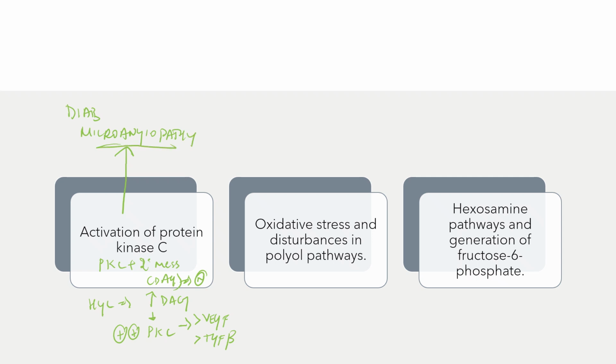The third mechanism is oxidative stress and disturbances in the polyol pathway. Now, what happens is, because of hyperglycemia, glucose tends to go intracellularly into tissues which it doesn't usually go to. So that would be like nerves, brain, etc. Now, in a normal condition, this can be resolved by NADPH. So what does NADPH do? NADPH metabolizes this glucose into fructose.